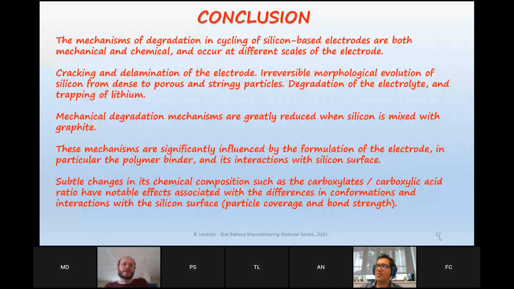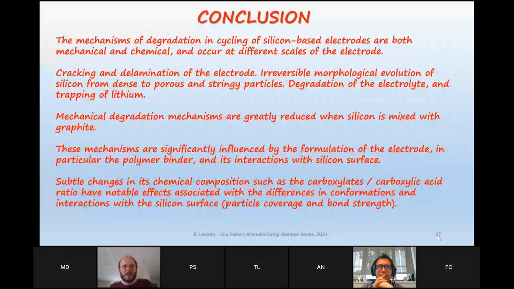So, numerous conclusions, I will read them. We found that the mechanisms of degradation in silicon-based electrodes are both mechanical and chemical, and they occur at different scales of the electrode film and the electrode particles. These degradation mechanisms are the cracking and delamination of the electrodes, some irreversible morphological evolution of silicon from dense to porous and fringy particles, and also, of course, the degradation of the electrolyte and the trapping of lithium.